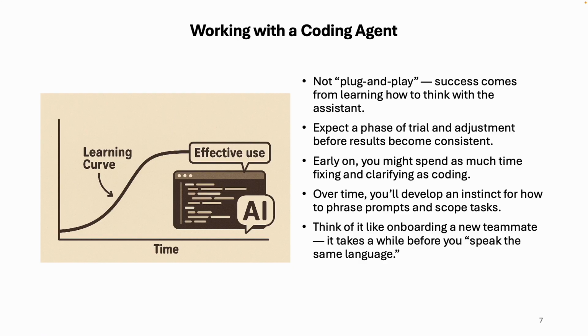But as you gain experience, the curve levels off. You start to anticipate how the model responds, structure your prompts better, and refine your specifications more efficiently. That's when you reach the stage of effective use, where the AI becomes a real productivity partner rather than a curiosity. Getting to that point takes practice and patience.